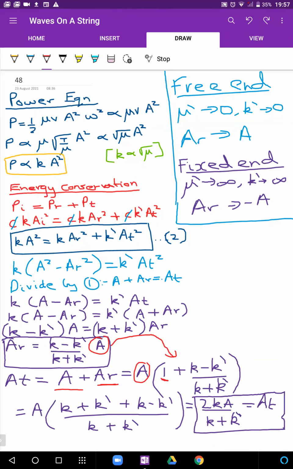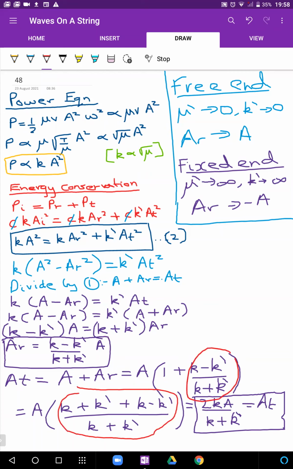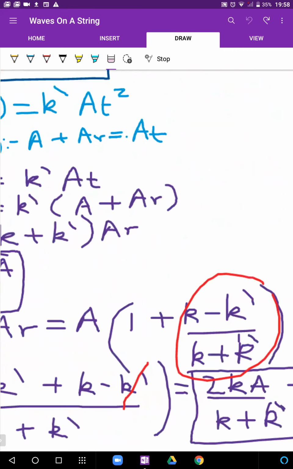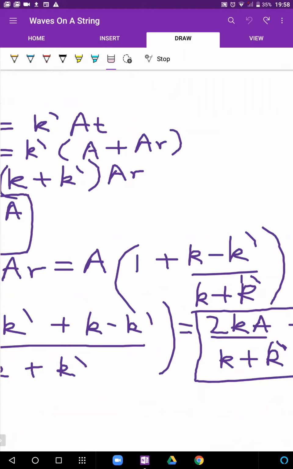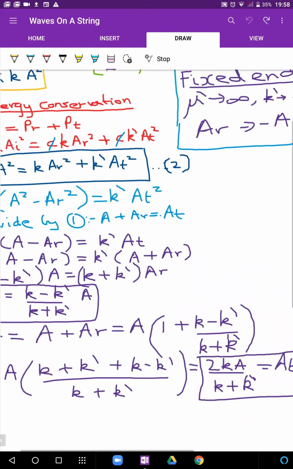1 plus (K minus K dash) upon (K plus K dash). I took the LCM. I wrote 1 as (K plus K dash) upon (K plus K dash), and then this term was (K minus K dash) upon (K plus K dash). As you can see, K dash cancels out when you add them up. The final result is 2Ka upon (K plus K dash). So that's your transmitted wave's amplitude.